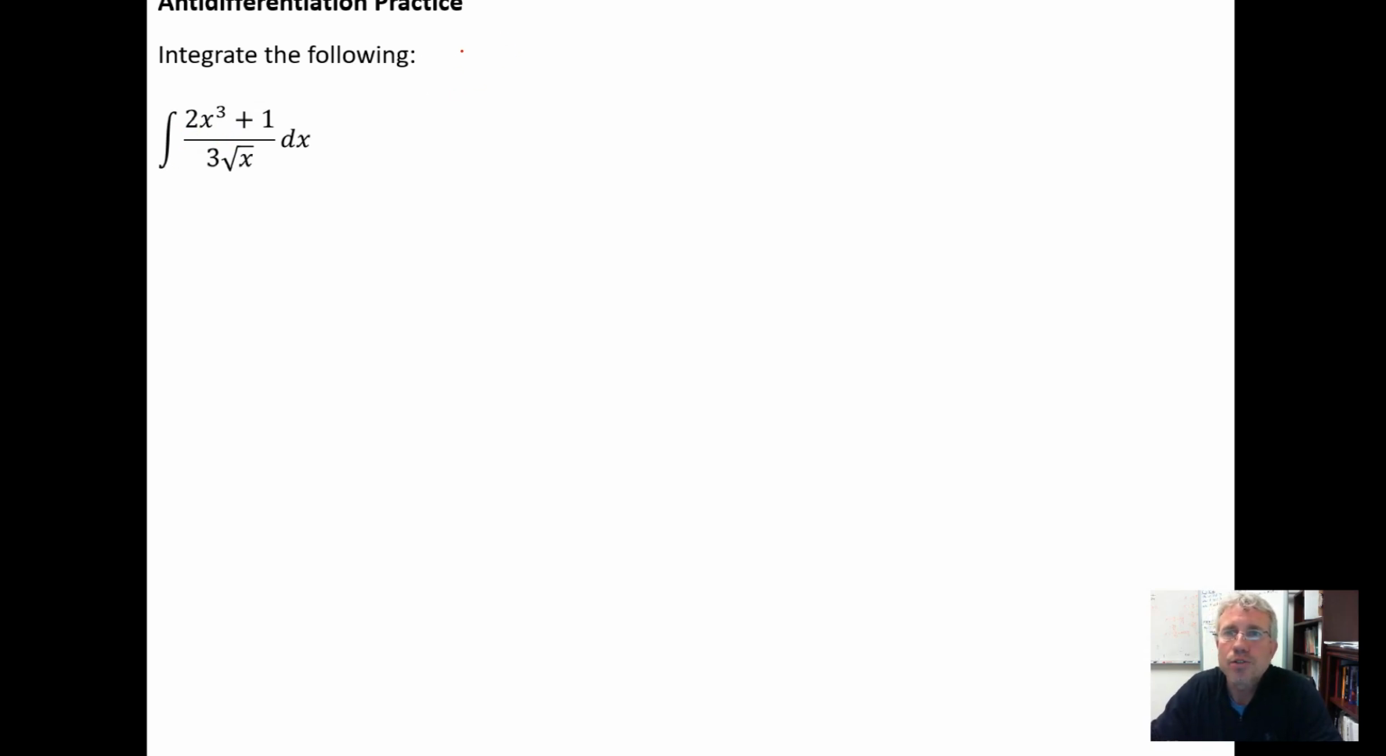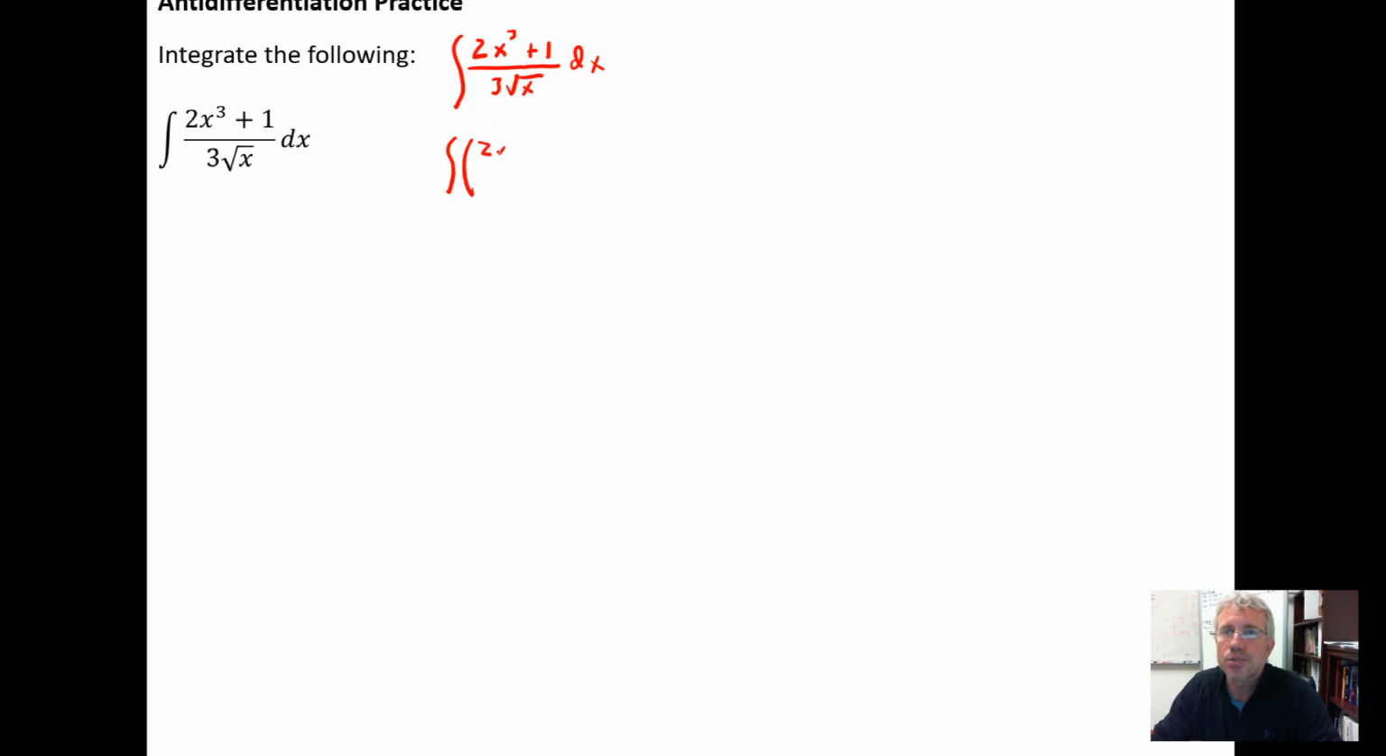So step one, as usual, rewrite the integral in your own handwriting. So we get 2x cubed plus 1 all over 3 times the square root of x. And this is dx. So we're needing to find an antiderivative of this function right here. So what we can do next is actually take and separate the function into two functions. Because I have a single term in the denominator, we can rewrite the numerator terms over the denominator terms.